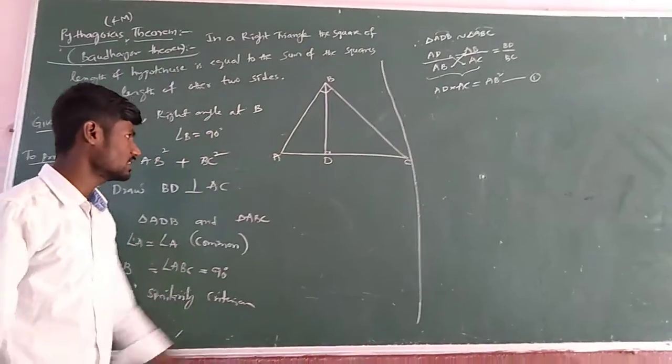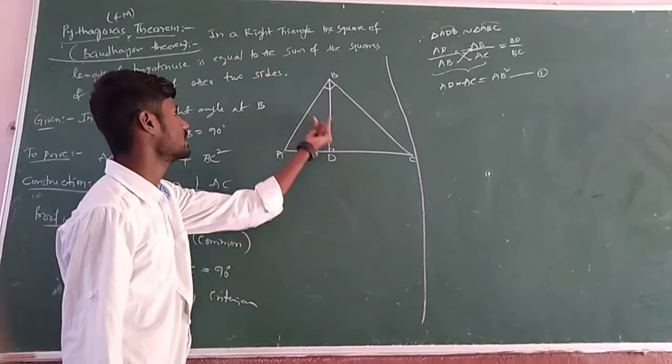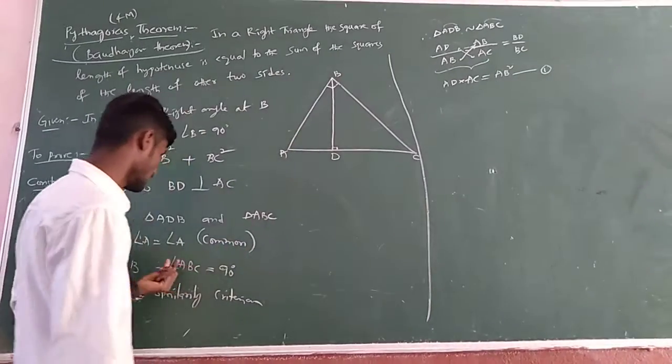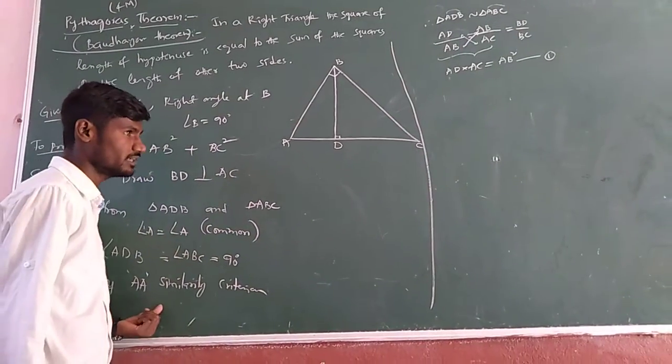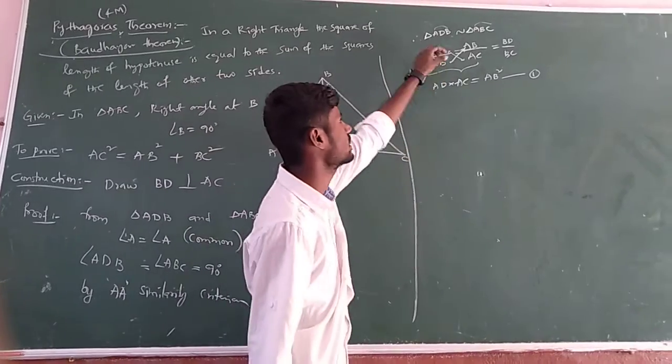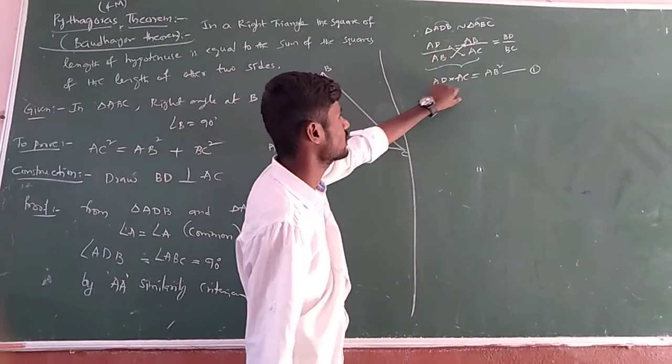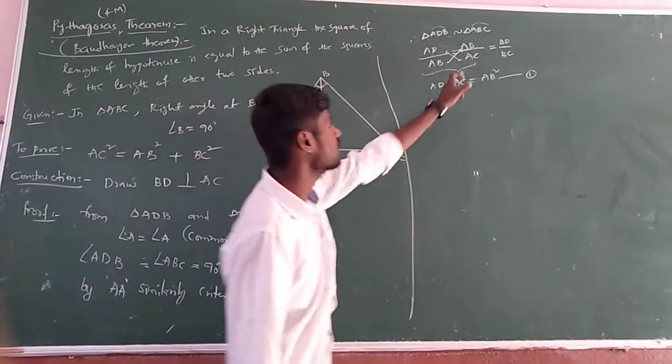Okay, now once again see, we are comparing the smaller ADB triangle with ABC. These two are similar because of AA similarity criteria. If they are similar, we will get this sides ratio. From this we are getting this condition AB square. But why we are not preferring this?